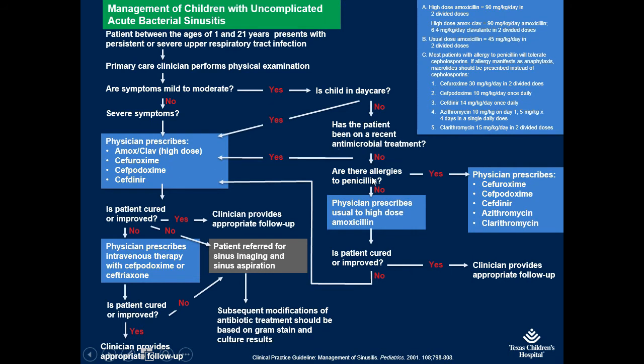If a child is allergic to penicillin, here are some other options, including Zithromax and clarithromycin, also known as Biaxin. And finally, if a child is refractory to these antibiotics, intravenous therapy may be needed. Note that if these things fail, sinus imaging with CAT scans like you've seen recently, or even sinus aspiration involving an otolaryngologist will become necessary.